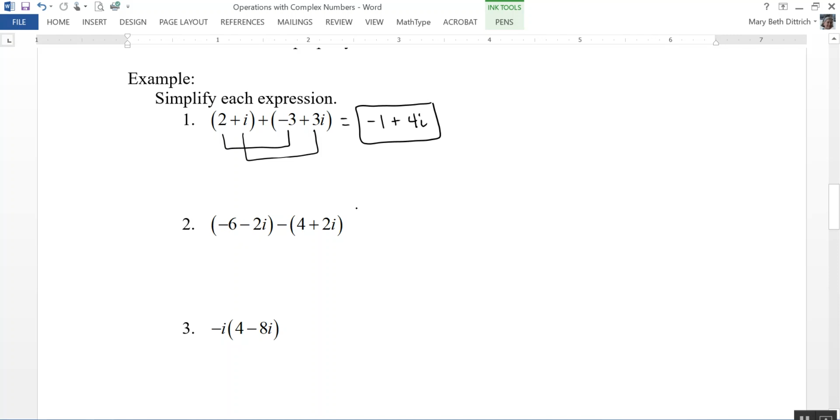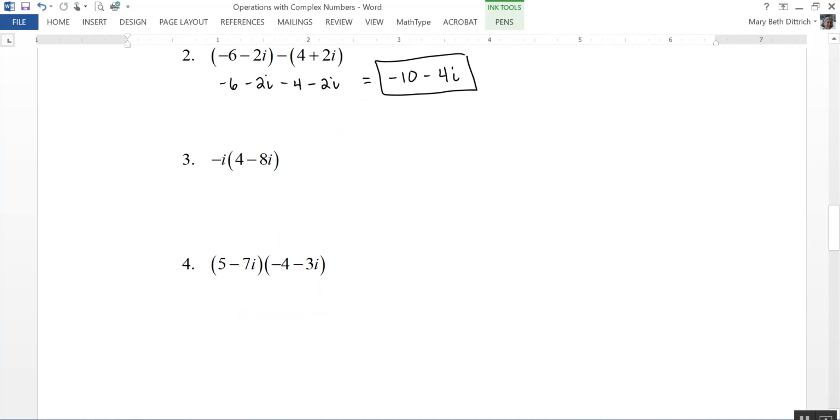Subtracting, so I'm actually going to rewrite this one. -6 minus 2i, and I can think of this as a -1 that I distribute, as though I were subtracting polynomials. Minus 4 minus 2i, and then combining the real parts, I get -10. Combining the imaginary parts, I get -4i. So -10 minus 4i.